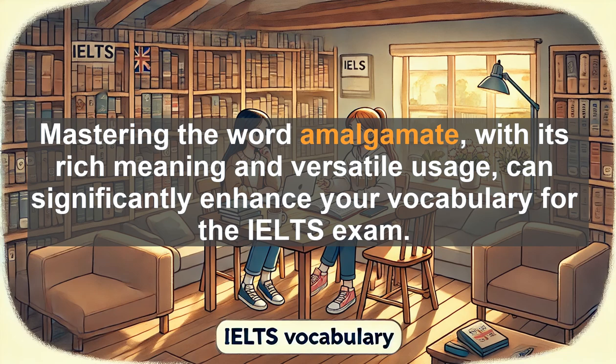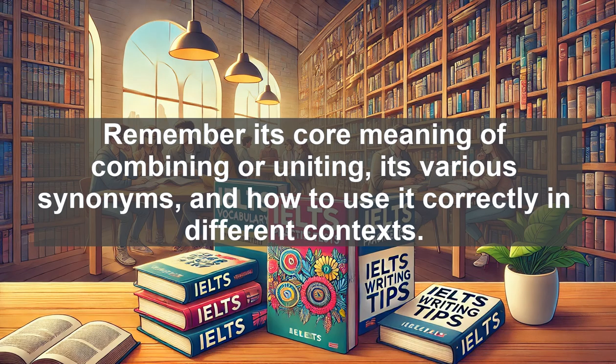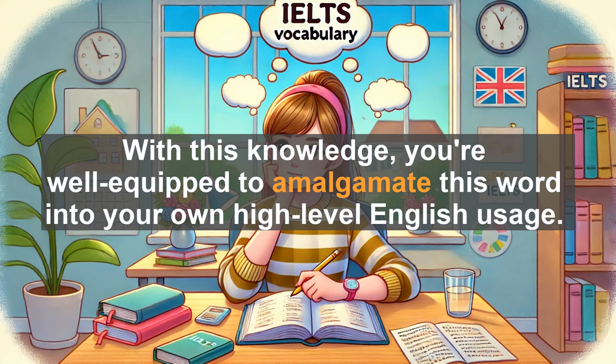Mastering the word amalgamate with its rich meaning and versatile usage can significantly enhance your vocabulary for the IELTS exam. It's a sophisticated term that demonstrates a nuanced understanding of English, perfect for achieving that band 8.0 score. Remember its core meaning of combining or uniting, its various synonyms, and how to use it correctly in different contexts. With this knowledge, you're well equipped to amalgamate this word into your own high-level English usage.